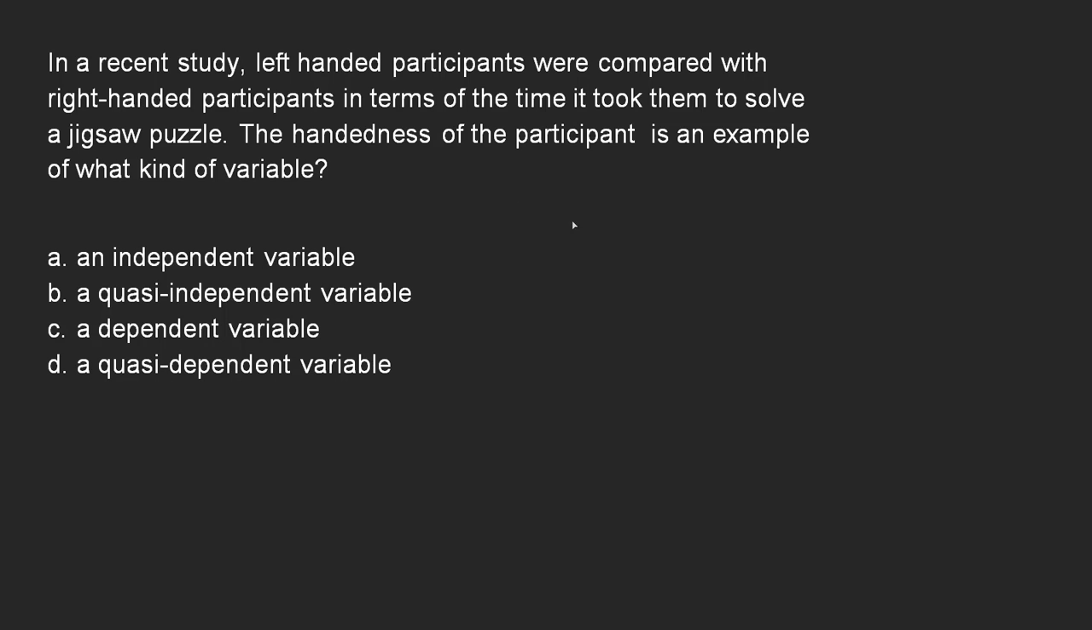Okay, so basically people are going to be either right-handed or they're going to be left-handed. So people are going to fit into one of these two different groups. And so usually when you've got different groups, you can think that that is your IV, for independent variable. And we're checking to see how much time it took them to solve the jigsaw puzzle. So it's going to be time that's being measured here.